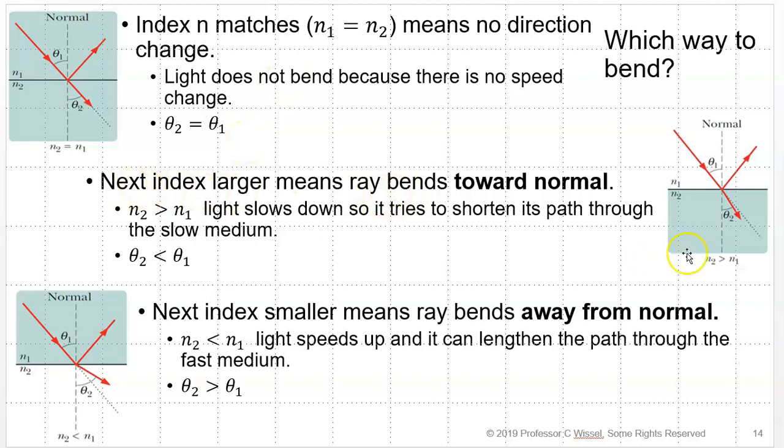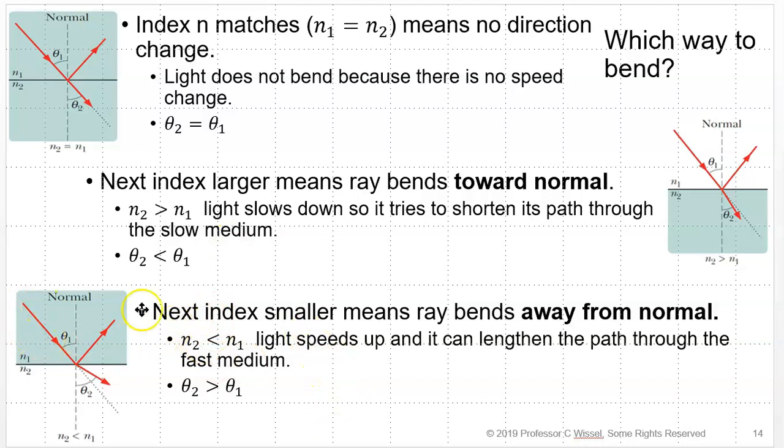At this place, if the index N2 is greater than N1, so the next index is larger, that means N2 is greater than N1. The light will slow down in the second material, and then it will try to shorten its path, and it does that by bending toward the normal. In this case, theta 2 is less than theta 1. It's bent toward the normal. Remember, you're always measuring relative to the normal, not relative to the surface. Be very careful with that.